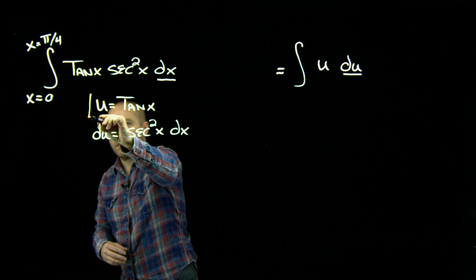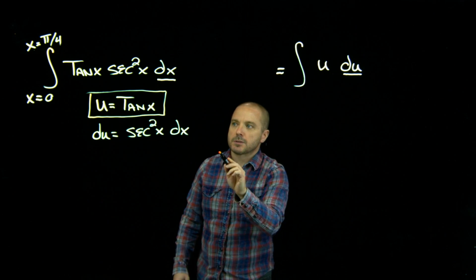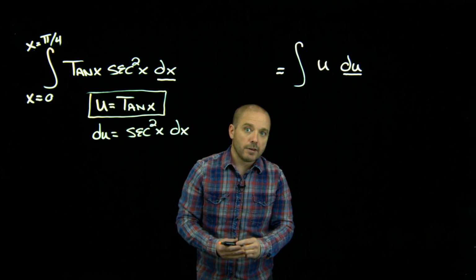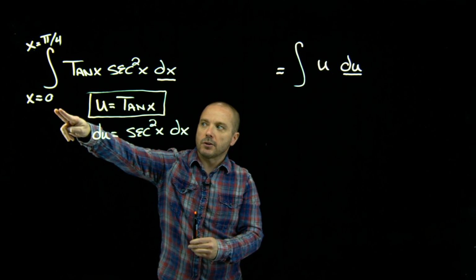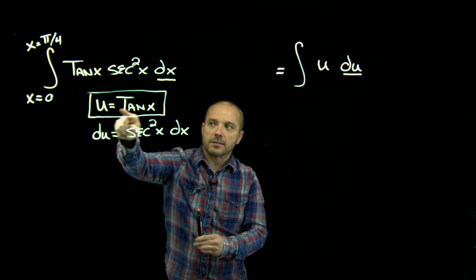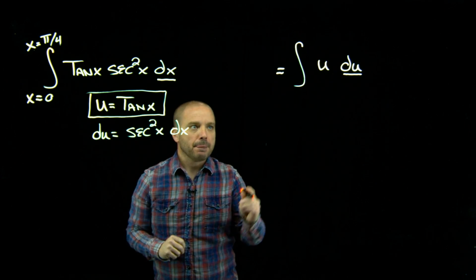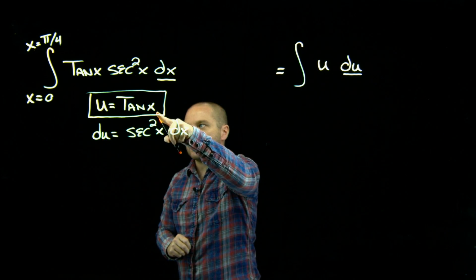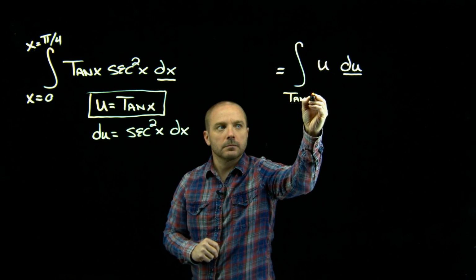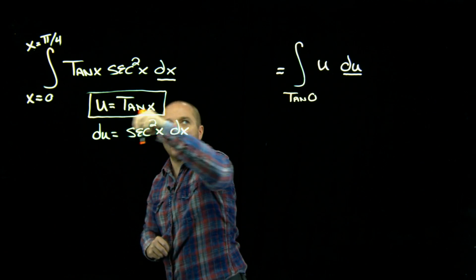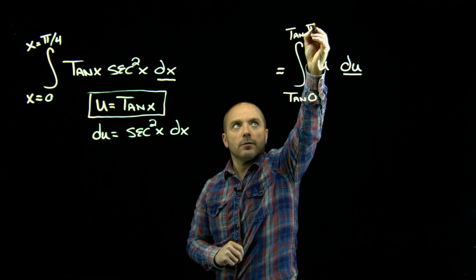Well, there's your conversion formula, right? The u-substitution, you're defining a new variable in terms of the old. So it tells you how to convert any value of x into a value of u. So when x is 0, this is tangent of 0. When this is pi over 4, this is tangent of pi over 4.